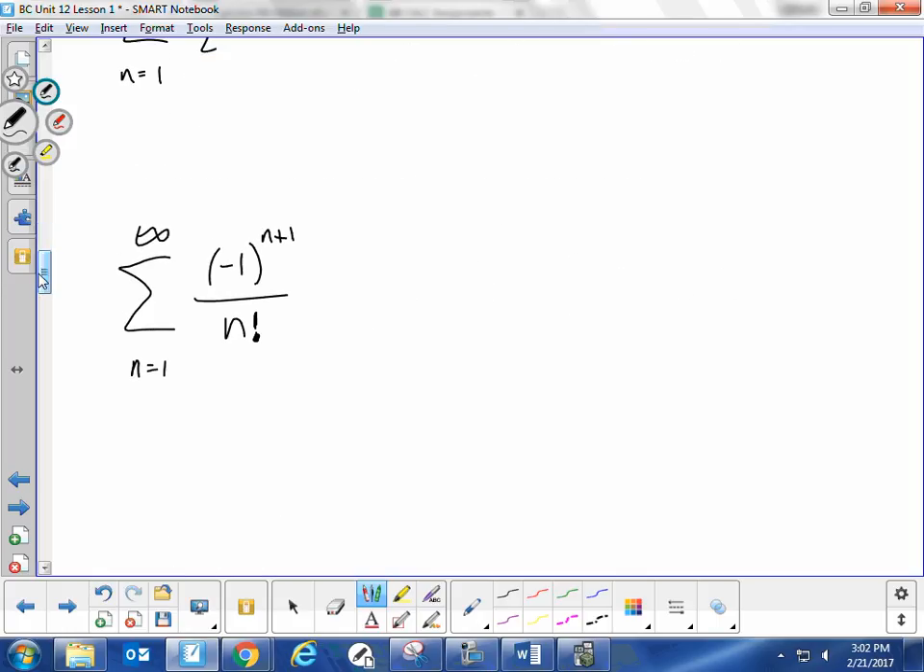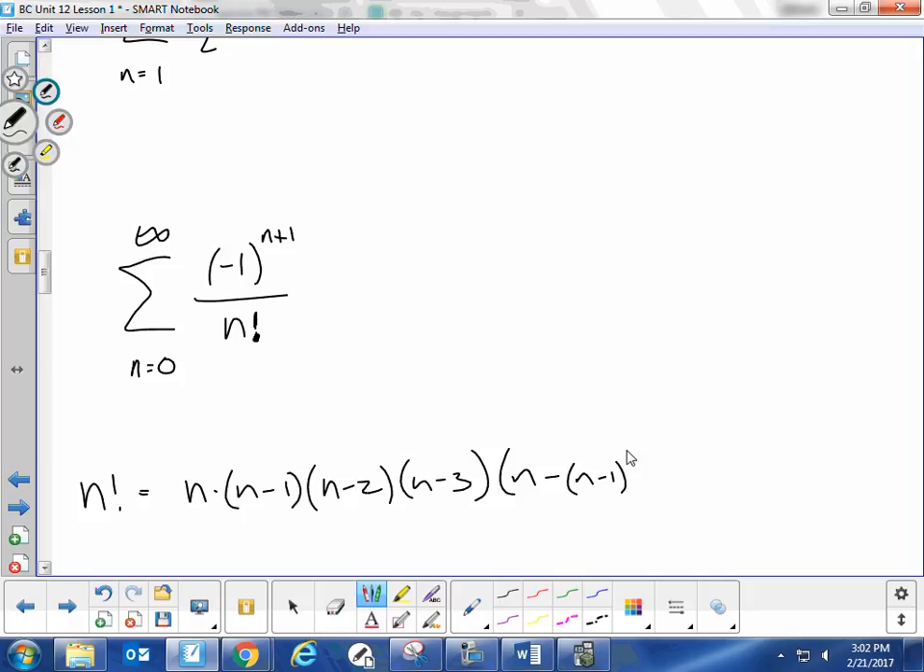Well, here's one that's a little bit more complicated. We have negative 1 to the n plus 1 over n factorial. Let's go ahead and start this from 0. Now, recall what a factorial is. It's just the product of all of your integers going towards 0. So, if you think about it, 2 factorial would just be 2 times 1. 3 factorial would be 3 times 2 times 1, etc. 4 factorial, 4 times 3 times 2 times 1. 1 factorial is 1. 0 factorial, we also say, is 1.